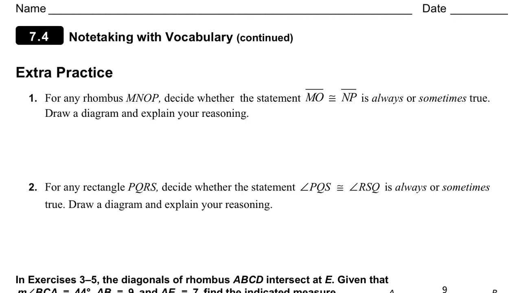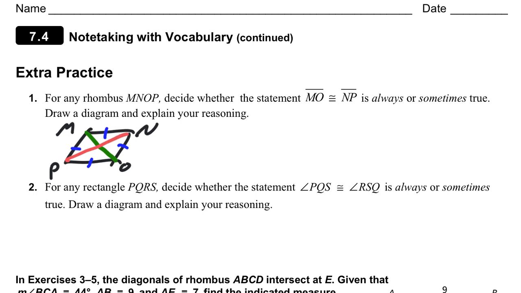So all that being said, let's practice some stuff right now. Number one says for any rhombus MNOP, decide whether the following statement is true. So I'm going to draw a rhombus here. All these sides are the same. M, N, O, P. One thing we know about a rhombus is all these are the same. Now this says MO and NP here, when are they congruent?